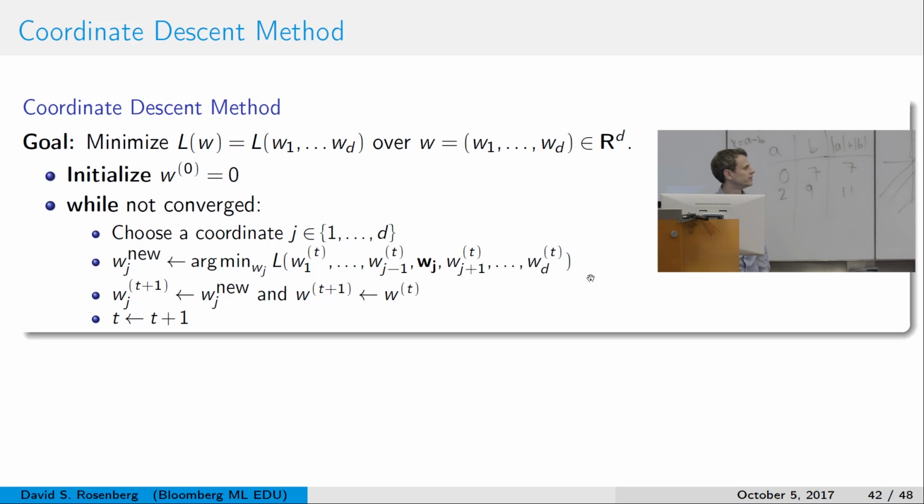So here it is in more algorithmic form, and the key step is right here, where we have our objective function. Every entry of W is held fixed except one of them, the jth entry. And we find the minimum argument over Wj. And then we do that for each of the coordinates. And that's one pass through coordinate descent.